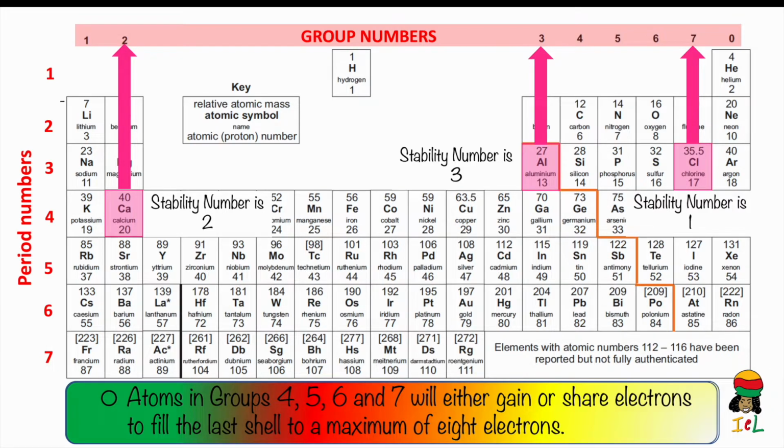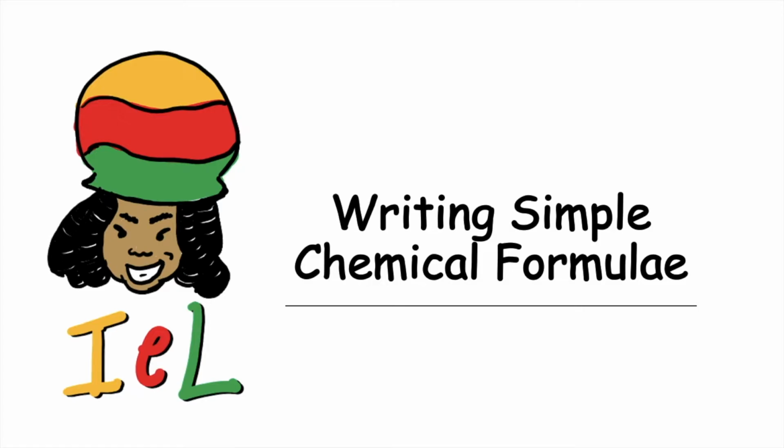Another example is nitrogen. Nitrogen is in group 5, which means it has 5 electrons on the last shell. We find the number of electrons needed for nitrogen to become stable by subtracting the number of electrons on the last shell from the maximum number of electrons that the shell can hold. As a result, the stability number of nitrogen is 3. Nitrogen needs 3 more electrons added to the 5 that's already on the last shell to make the maximum of 8 electrons. We will now start the process of writing simple chemical formulae.